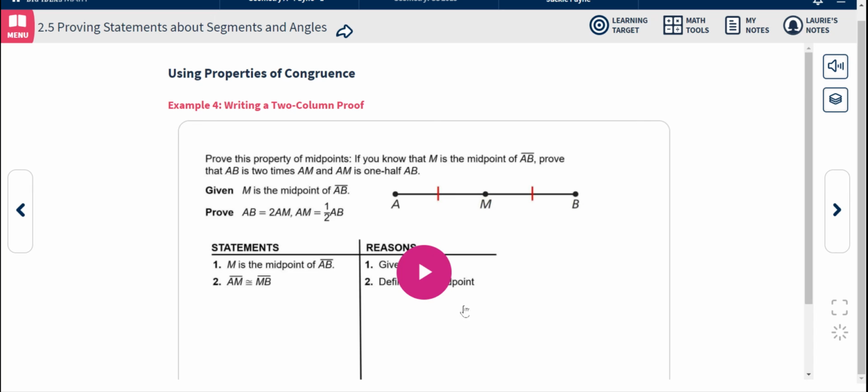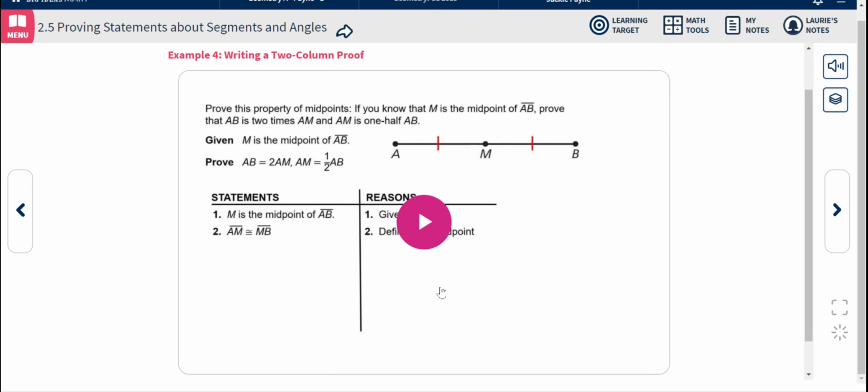Here's another example, but this is about the property of midpoints. So you have to think about the definition and what the definition gives you. So if you get a midpoint, that'll give you two equal distances. And if you get two equal distances, then half of them is going to be equal. So you should always try to figure it out mentally before you write anything down.